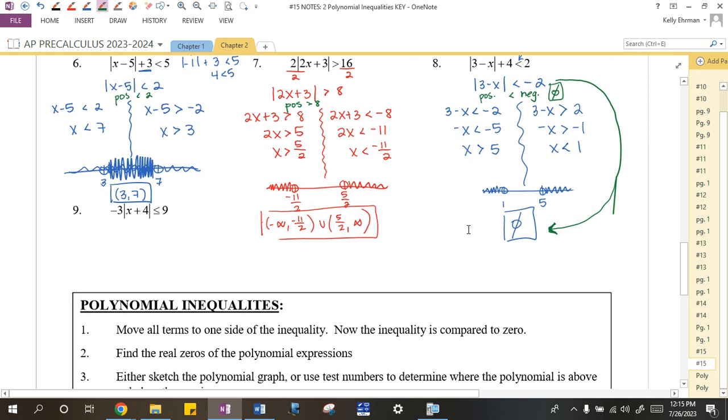Let's take a look at number 9. We have one more of these. First, divide by -3, and because you're doing that right off the bat, remember to reverse the symbol. This becomes the absolute value of x plus 4 is now greater than or equal to -3.